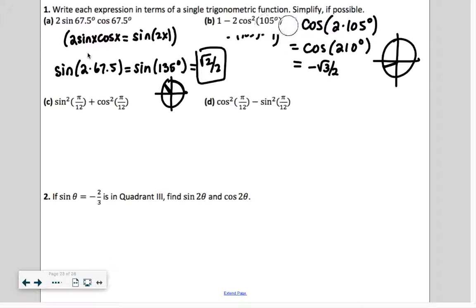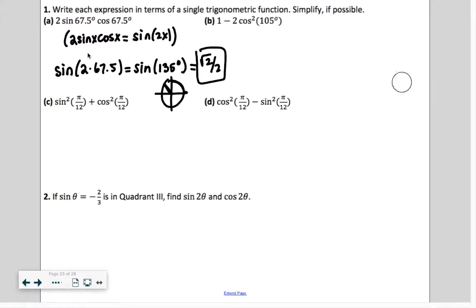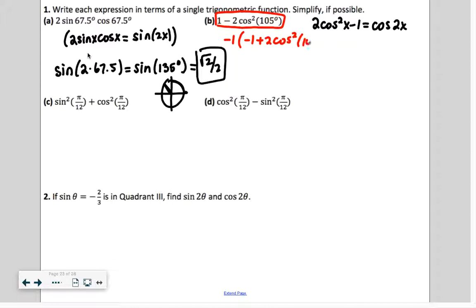Okay, let me go back to the beginning. Let's start from scratch. All you have to do is put a negative in front of it, guys. Our formula says 2 cosine squared x minus 1 is equal to cosine of 2x. All right, this is almost it, right? So if I pull out a negative 1, I get negative 1 plus 2 cosine squared of 105, which is 2 cosine squared of 105 minus 1. Is that what we want? Yeah. So this ends up being negative 1 times the cosine of 2 times 105.